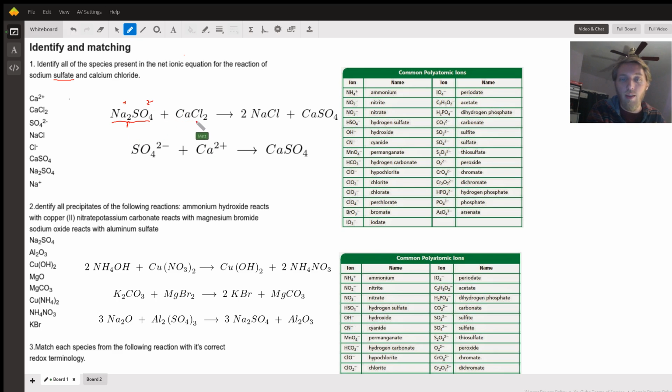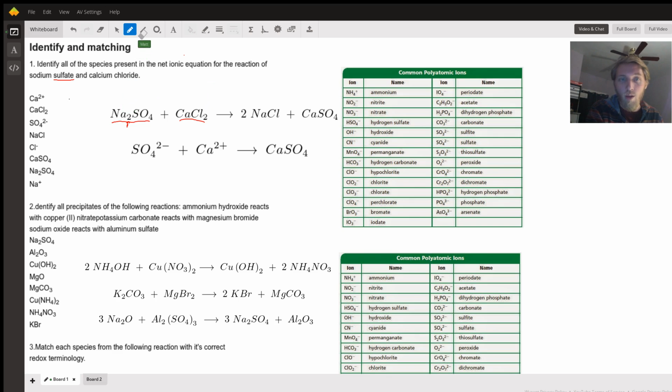Calcium chloride is written like this because calcium has a 2+ charge and chloride has a 1- charge. These charges, by the way, for sodium, calcium, and chloride, I got from the periodic table. Sodium's in group 1, calcium's in group 2, chlorine is in group 7. So that's how I know these charges. Hopefully you already know that.